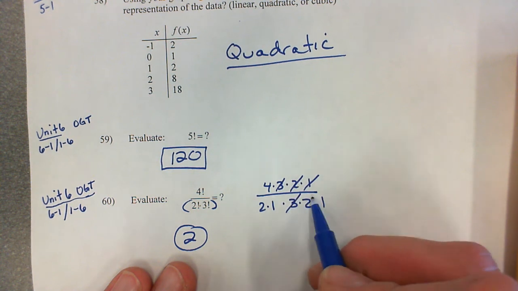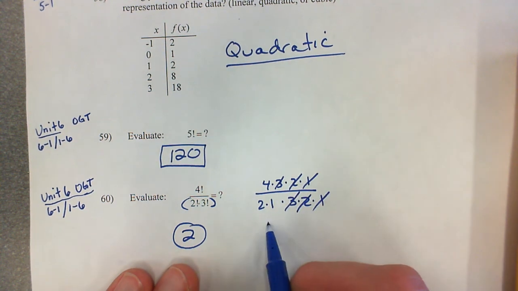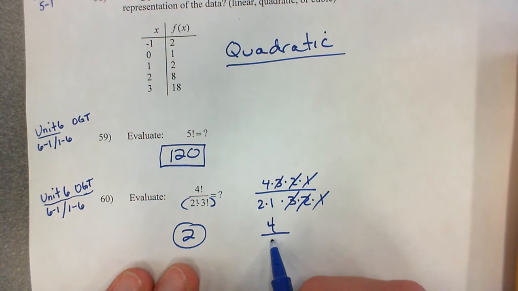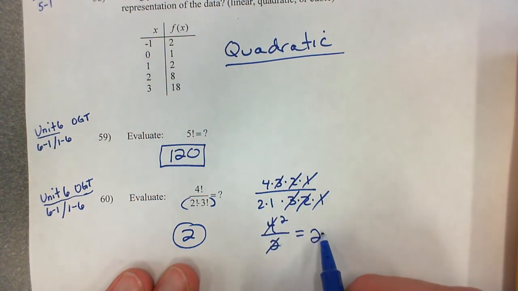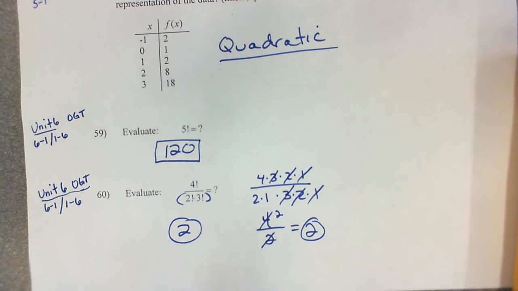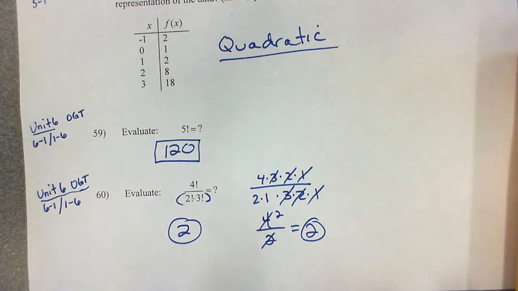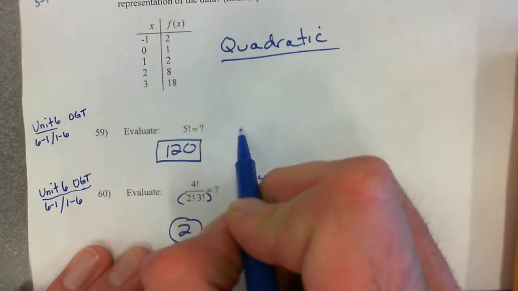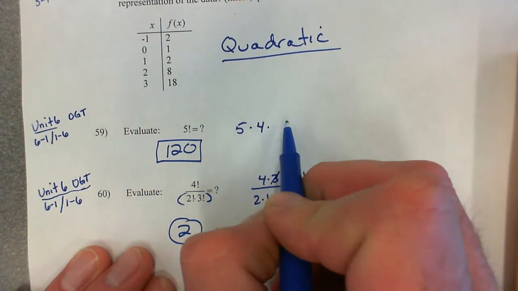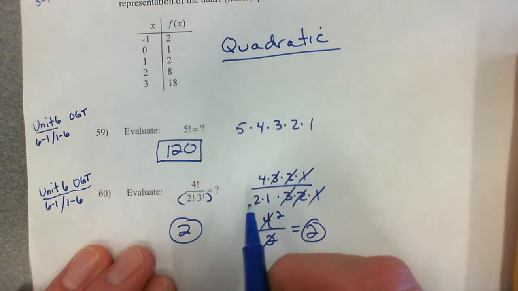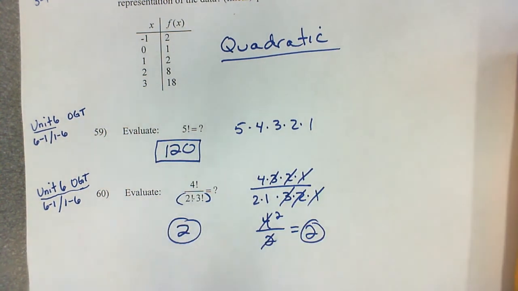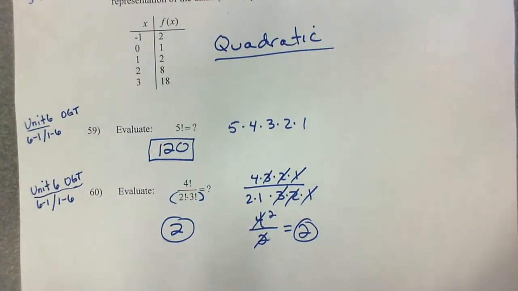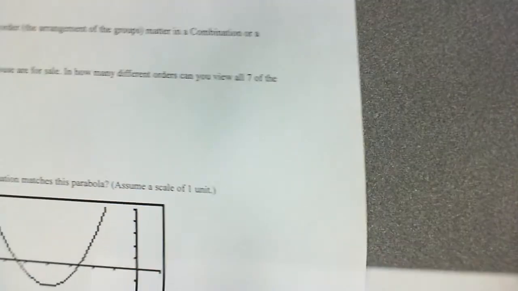This 3, 2, 1 cancels with this 3, 2, 1, which leaves you with a 4 over 2 times 1, which is 2. 4 and 2 cancel, which leaves you with a 2. So you could have done that by hand as well. Okay? And remember, on number 59, this would have been 5 times 4 times 3 times 2 times 1, which if you multiply all this out, you get 120.